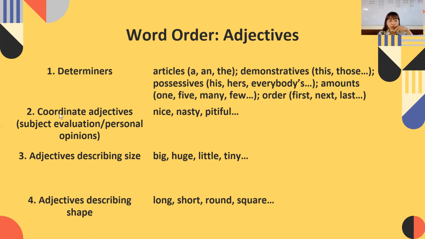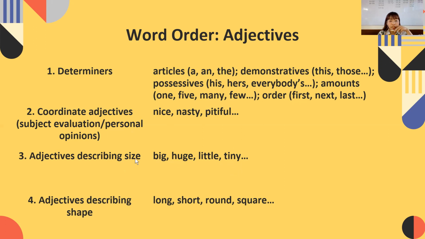So after that, we are already on the second. The third one under the word order for adjectives are the adjectives describing size. Some examples of adjectives describing size are big, huge, little, tiny. Other than that, there are other adjectives in the English language that describe or refer to size, like ginormous and gigantic, for example.